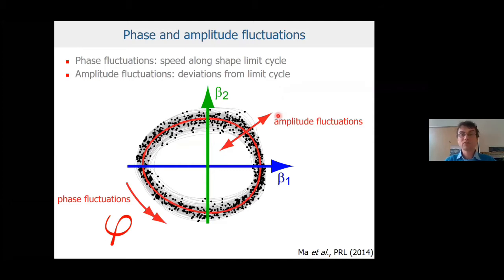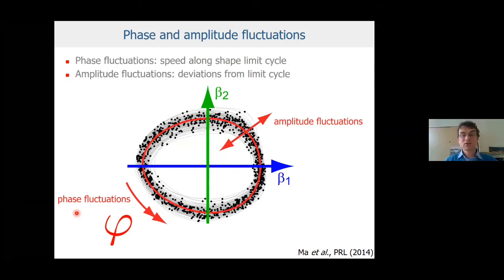And there are two types of fluctuations that we can distinguish. There are amplitude fluctuations. So sometimes the black shape points are a bit more outward and sometimes more inward compared to the red limit cycle. And this corresponds to the amplitude of the flagellar bending wave sometimes being a bit higher than on the time average and sometimes a bit lower. So these are the amplitude fluctuations.